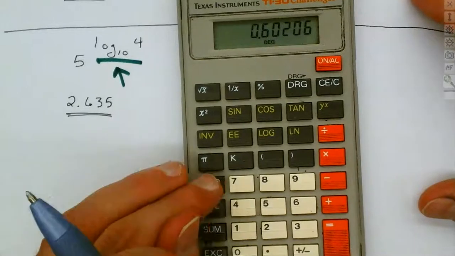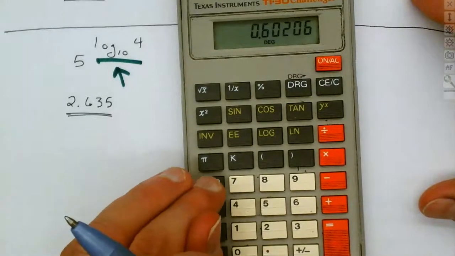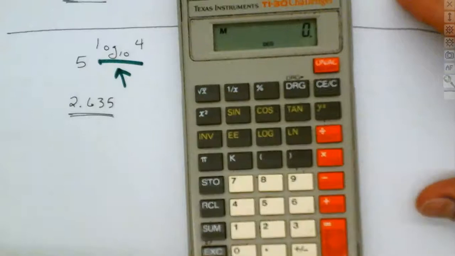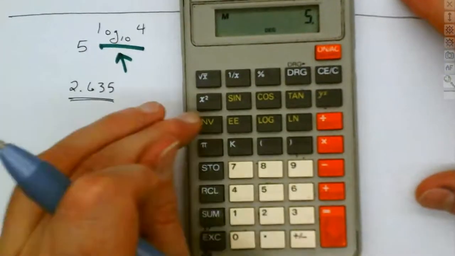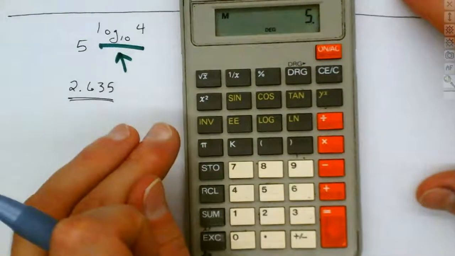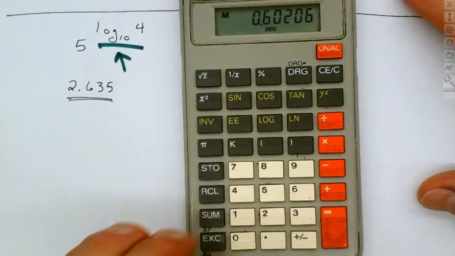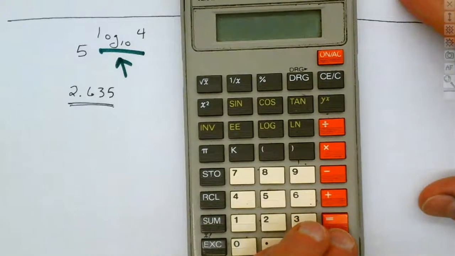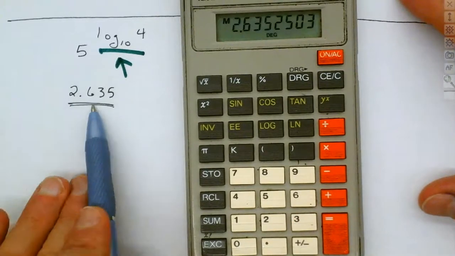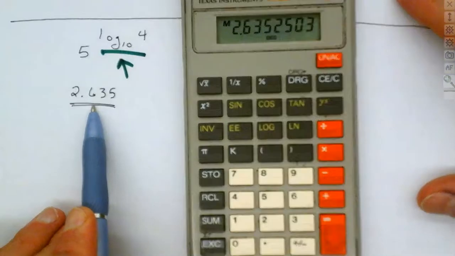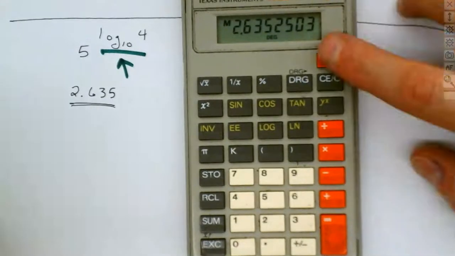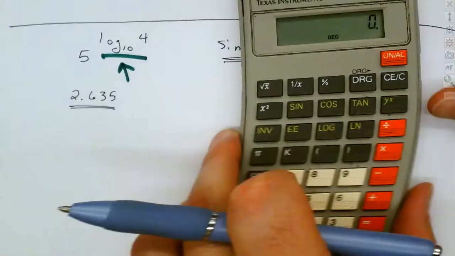For this style of calculator, you hit the store, STO, okay, that's going to store it. And you can clear this out. You can hit 5, and then you have to hit your y^x key. And recall here, and that's going to recall that answer back out, and that's going to give you the same 2.635.